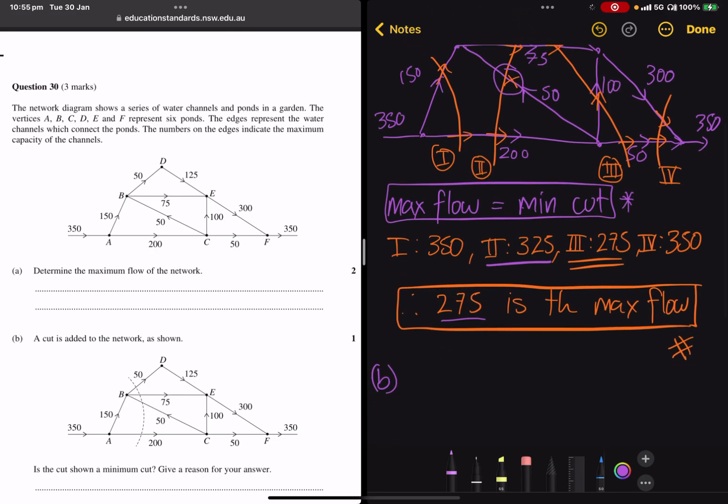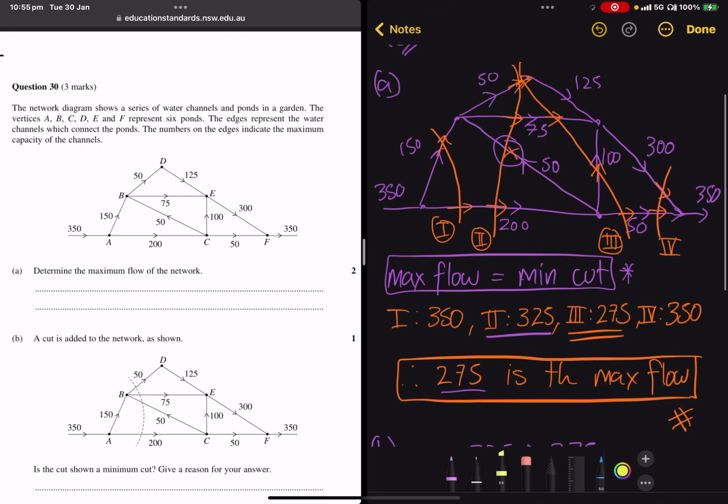It has a cut value of 325. So is the cut shown a minimum? No. 325 is greater than 275. Therefore, the cut is not a min. It is not a minimum cut. And this is the answer to part B.